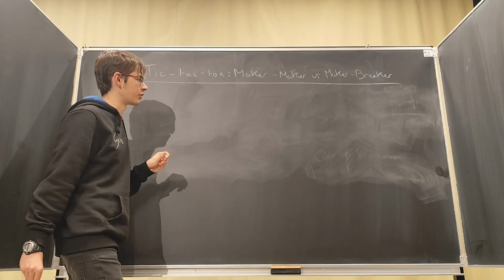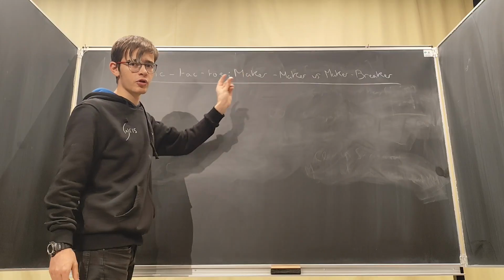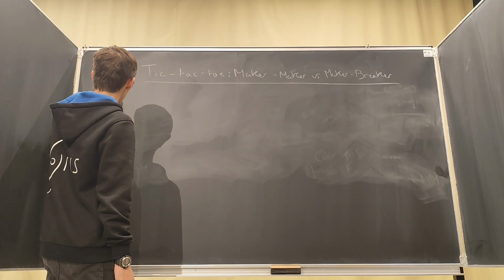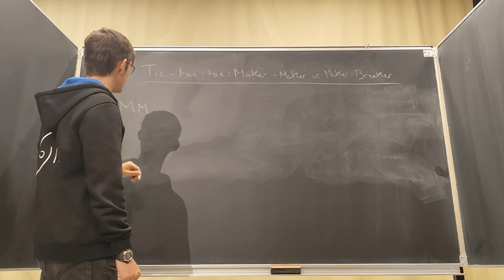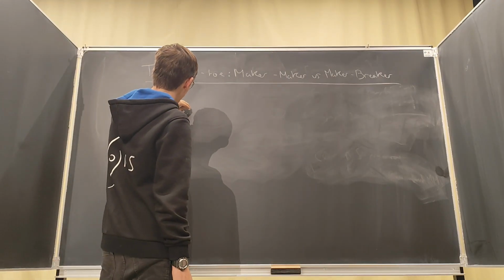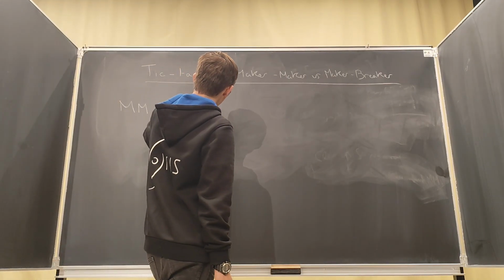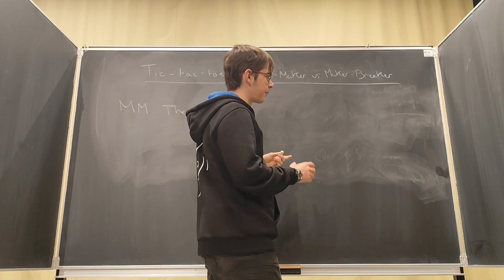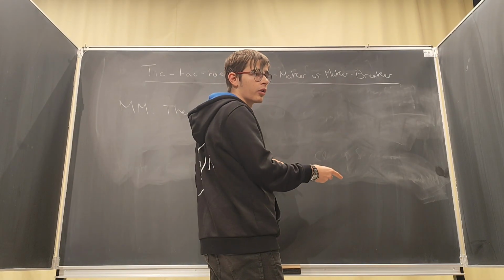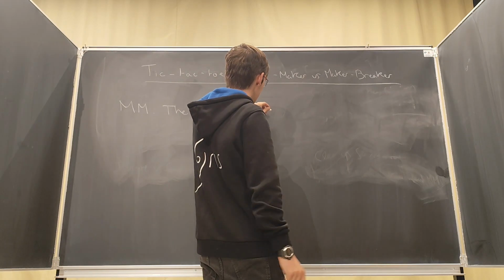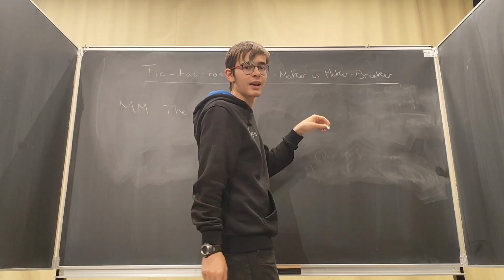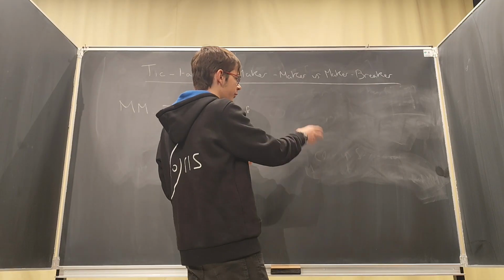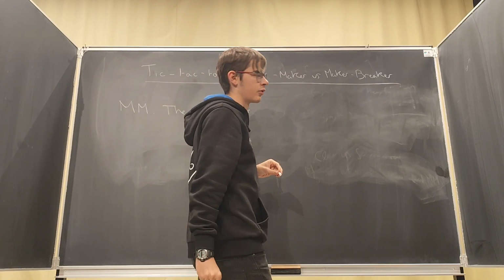So what are these two versions? Maker-maker is the version that we usually use. So maker-maker, which I'll write MM. The objective of both players is to write on k squares in a row. So for instance, to put 3 crosses or 3 circles or whatever.